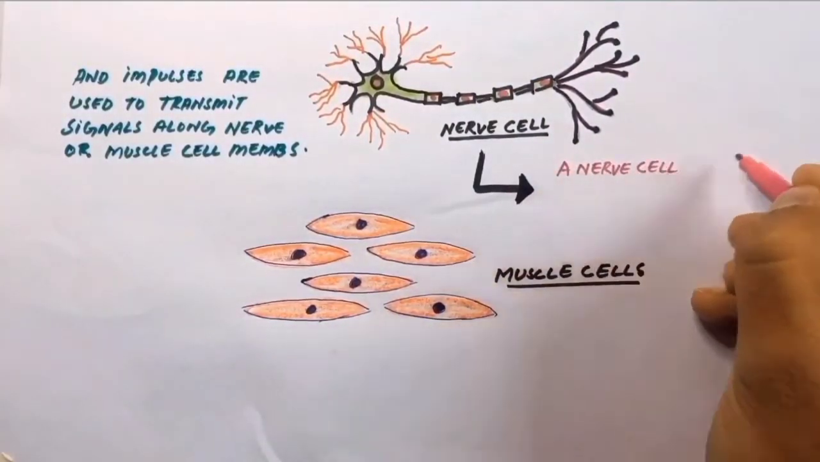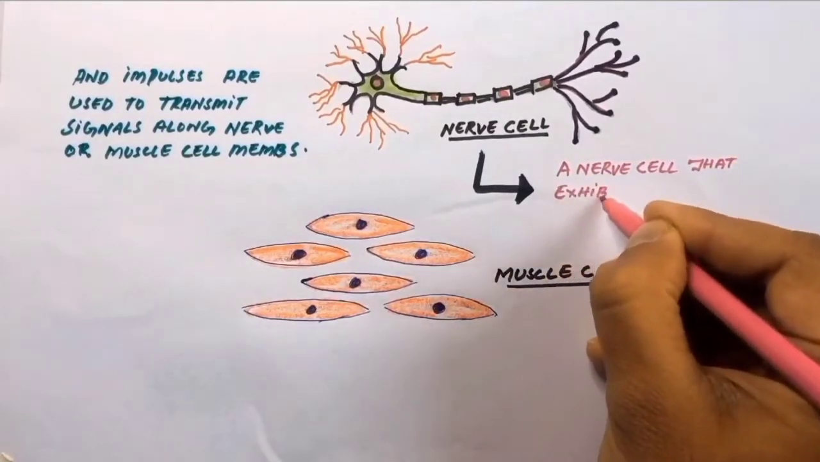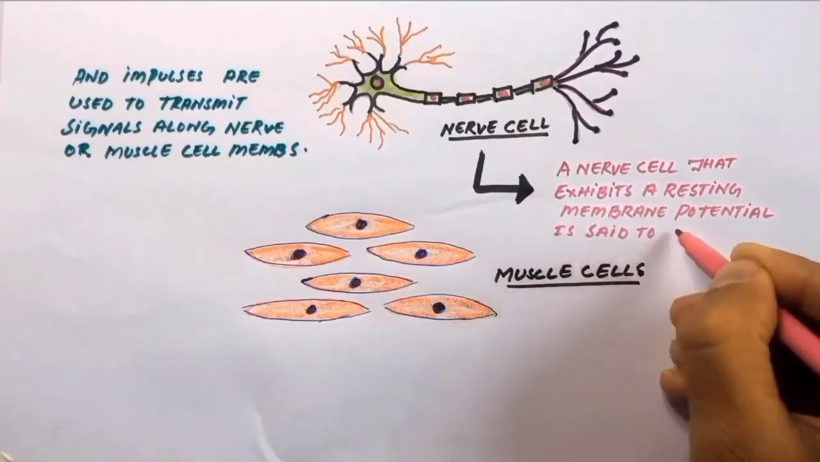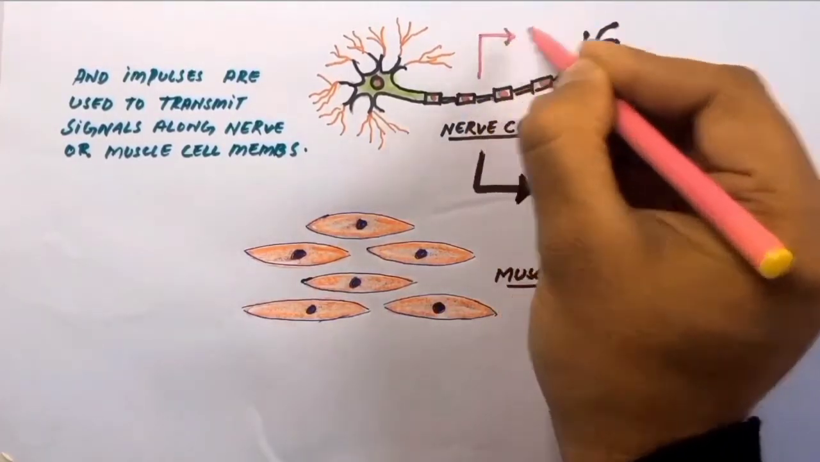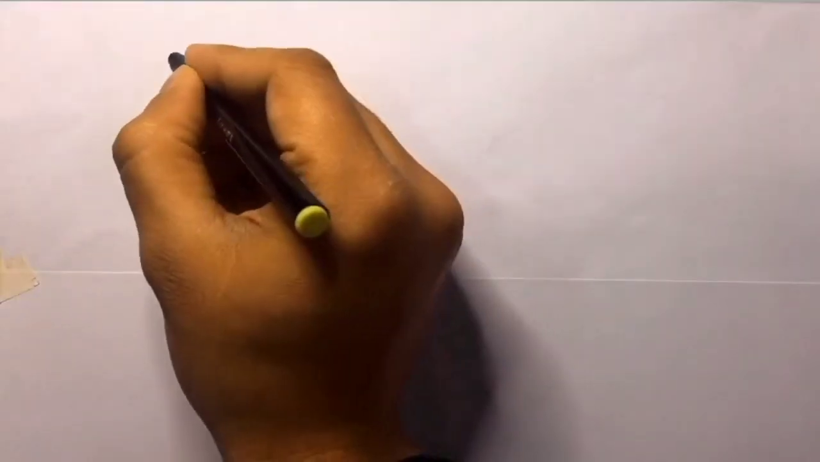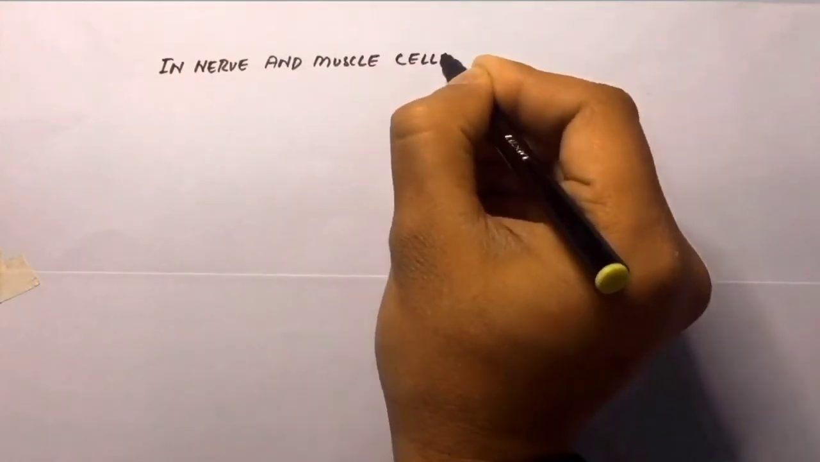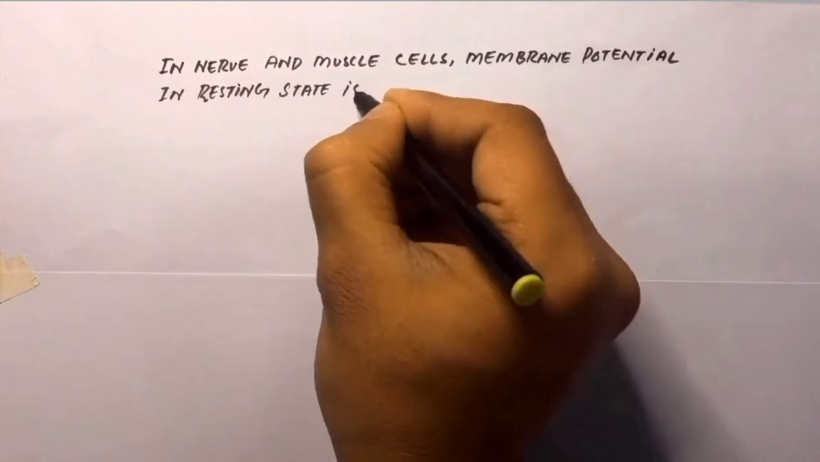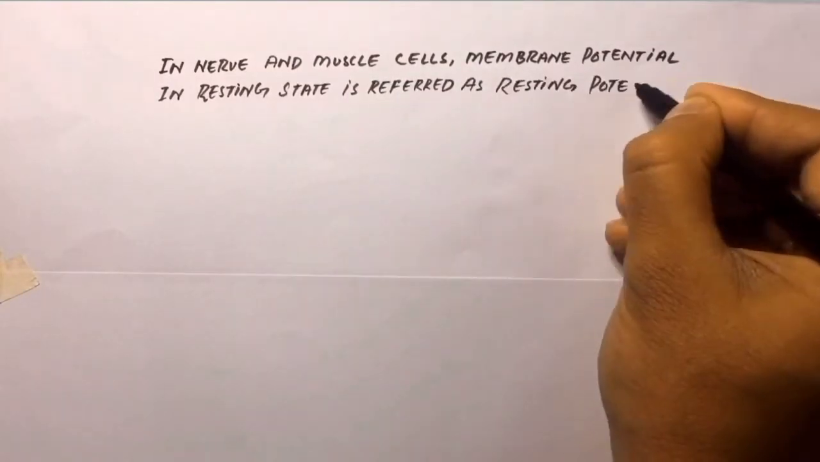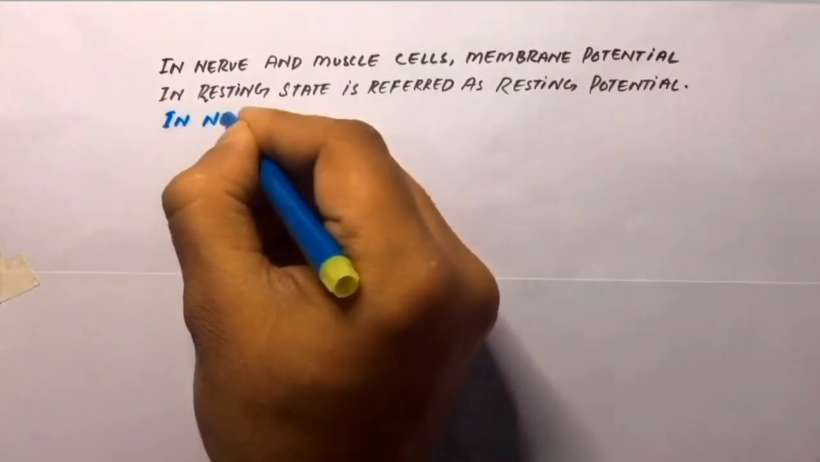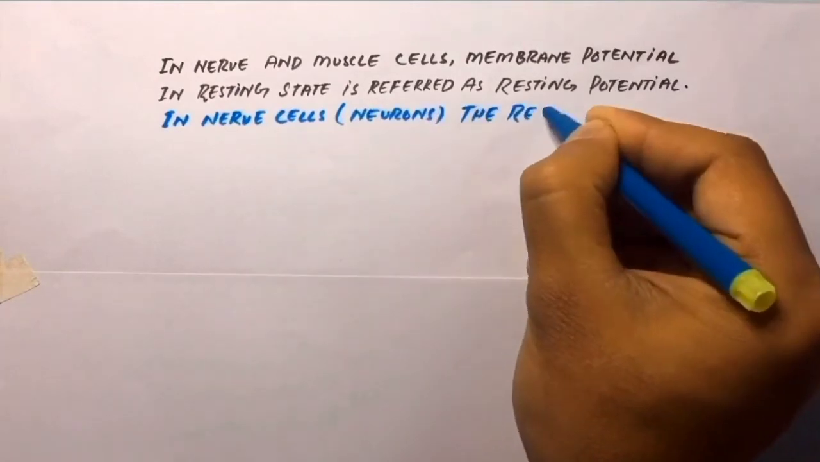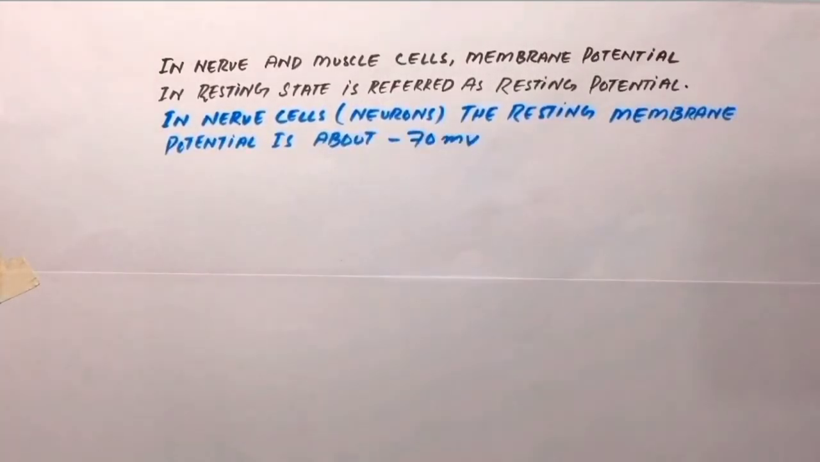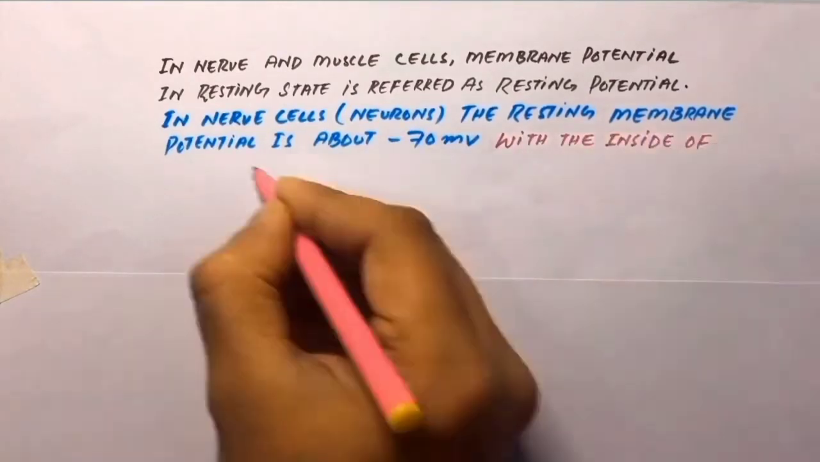A nerve cell that exhibits a resting membrane potential is said to be polarized. In nerve and muscle cells, the membrane potential in the resting state is referred to as the resting potential. In nerve cells, the resting membrane potential is about -70 millivolts, with the inside of the cell having negative potential.